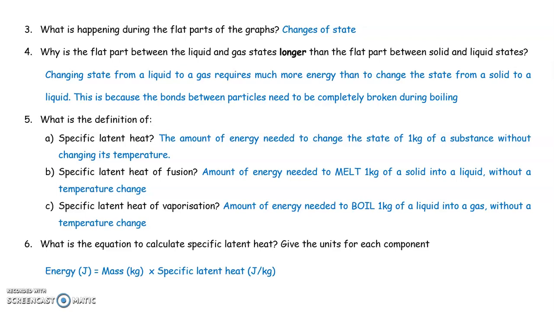Equation: energy is mass times specific latent heat. Bear in mind, energy has the unit joules always. Mass is always in kilograms. Specific latent heat is joules per kilogram. This equation works for both specific latent heat of fusion and specific latent heat of vaporization. It's the same equation.